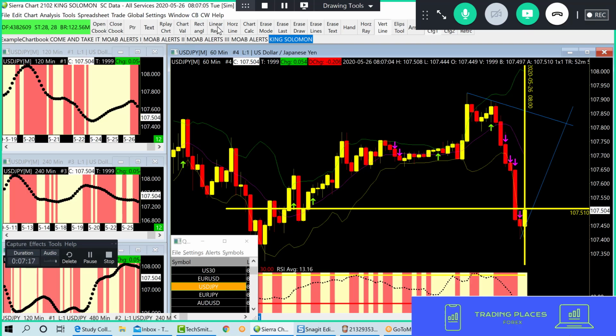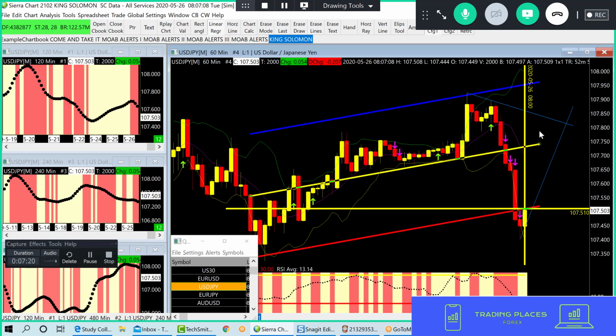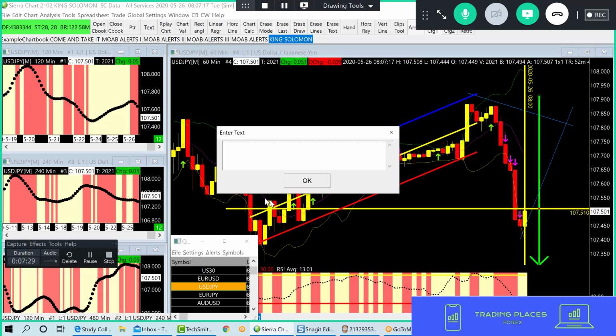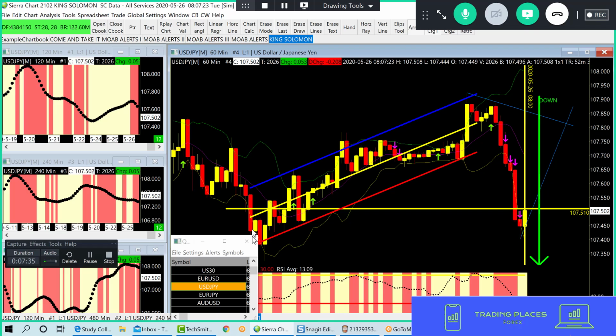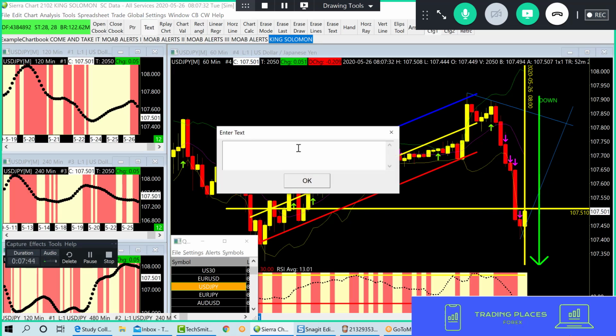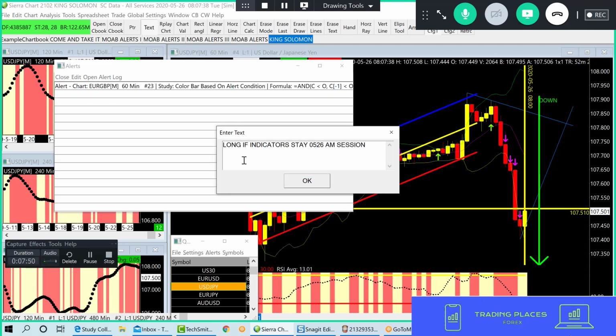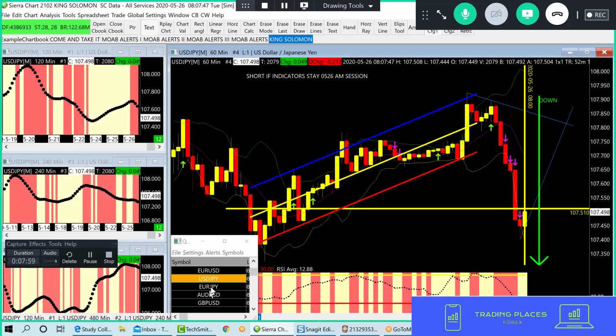So the linear regression. Now look, you have this linear regression here, right? It starts right there. And then you have this one that's in a down trend, right? So it changed trends all of a sudden. It looks like it may want to retrace. I don't know what it's going to do, but I'm just going to go with what the signals are telling me. But this one, I'm going to go short if the indicator stays, okay? Let's go to Euro JPY.